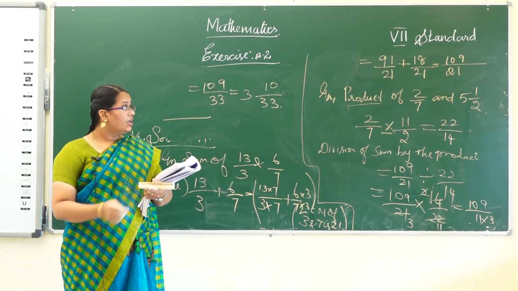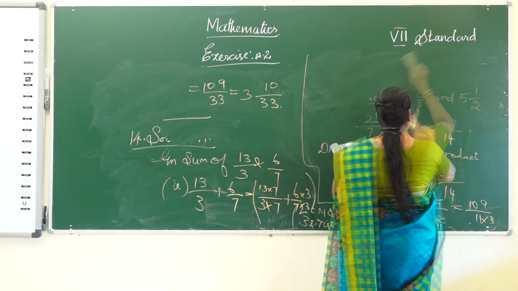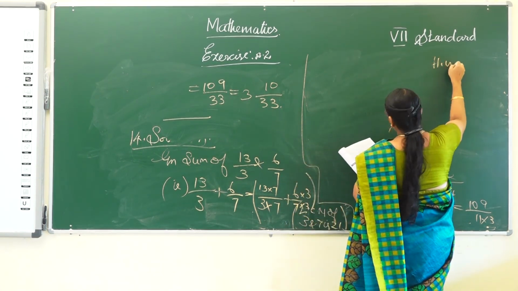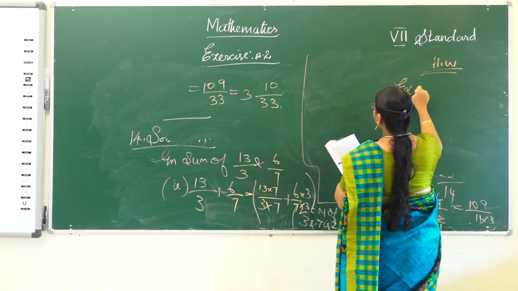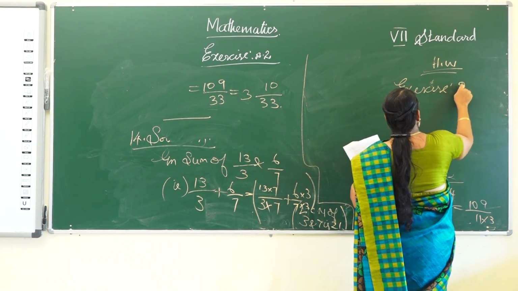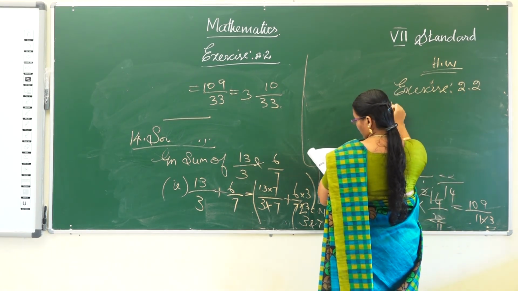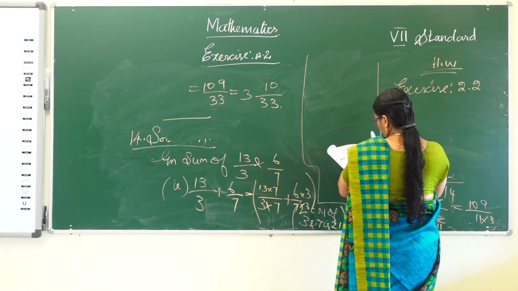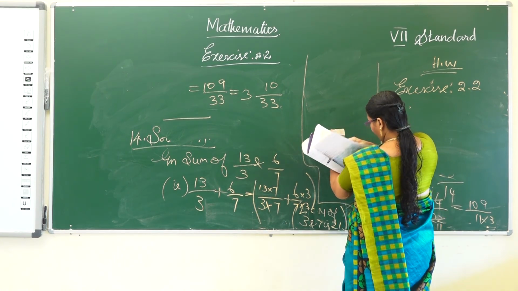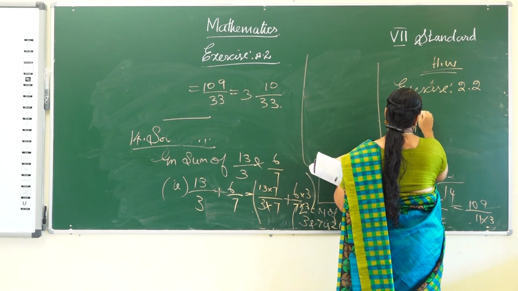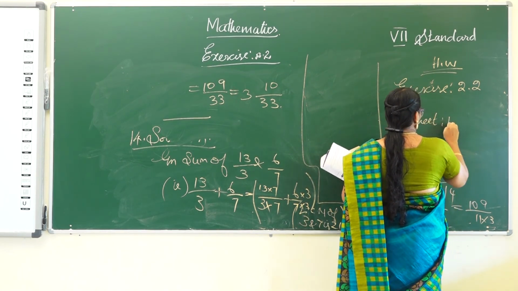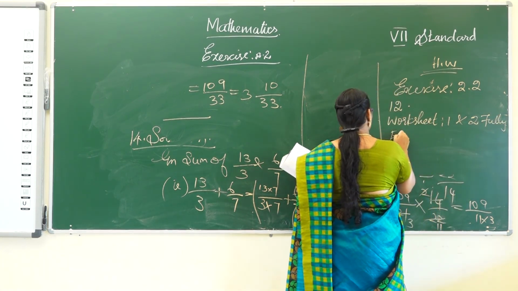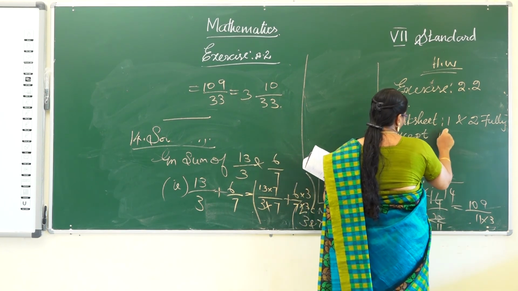I hope you all understand. Now see the homework. I hope everything is fully completed. So only one problem for homework. Okay. So the homework problem is in exercise 2.2, the 12th problem only. And then worksheet 1 and 2 fully, except the VAT problem.